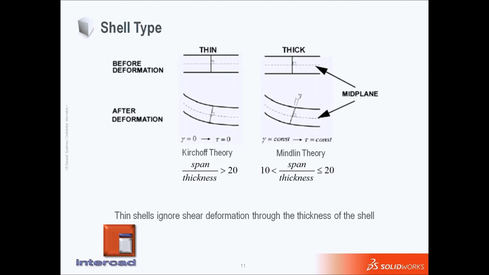In this case, the thin shell element ignores the shear deformation through the thickness of the shell, and as you can see, tau is 0. But if the ratio of span to thickness is somewhere between 10 and 20, you have to choose the thick option, where the mid plane will have a constant shear deformation, and that should be considered based on Mindlin theory.